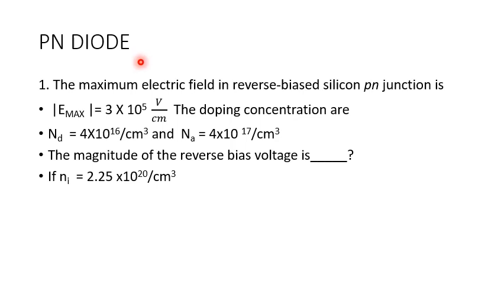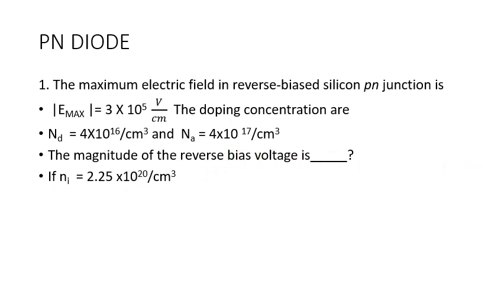Okay, we will see the next question. The maximum electric field in a reverse biased silicon PN junction is given as 3 × 10^5 volt per centimeter. The doping concentrations are ND = 4 × 10^16 and NA = 4 × 10^17. You need to find the magnitude of the reverse bias voltage, and they have given the intrinsic concentration as 2.25 × 10^20. So you need to find the reverse bias voltage.